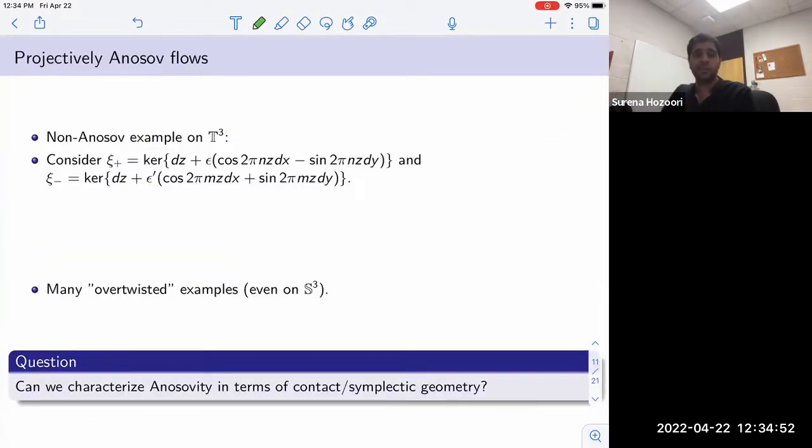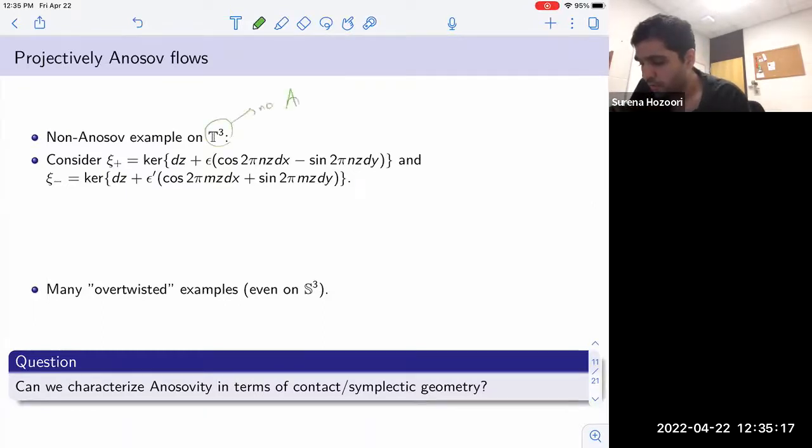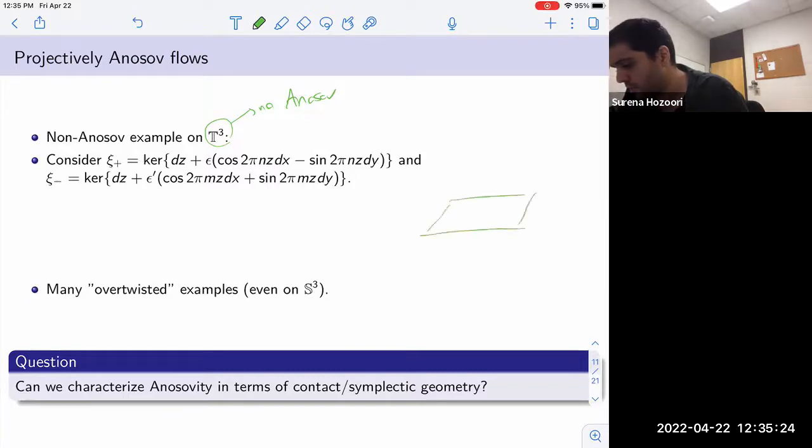Before getting to the next questions, as I said, you might say that, although the definitions are different, maybe all projectively Anosov flows are Anosov. So I should give you non-Anosov examples, and it's very easy to build that on just the torus. And we know that there are no Anosov flows on the torus, so the projectively Anosov flow that we get here would definitely be an example where you don't have Anosovity.